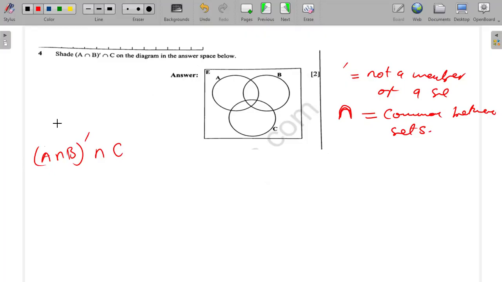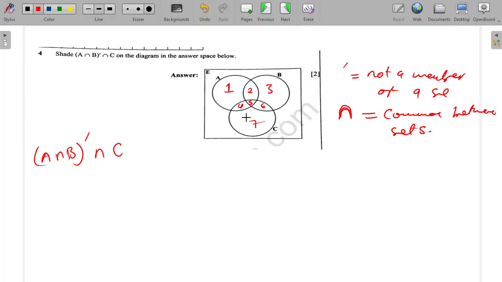So if you look at the expression we've been given, we need to find the set A intersection B complement, and then we are going to intersect it with the set C. So how do you handle such a question in an exam, Paper 1? What we usually do is add numbers in these sets. Let's add any numbers of your choice. I'm going to put a 1 there, a 2 there, a 3, a 4, 5, 6, and then a 7.